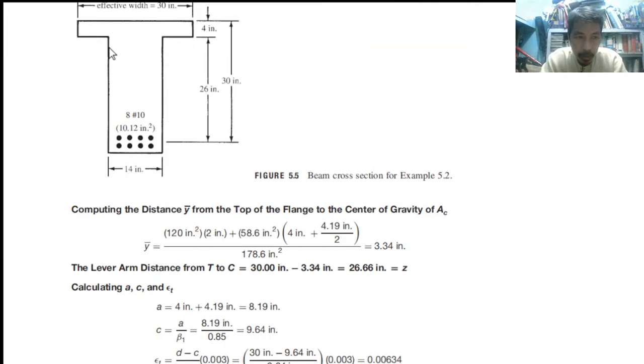Somewhere here. So let us find out the centroid. This is how you find out the centroid. You already know this. So, centroid concept: compute the distance y bar from the top of the flange to the center of gravity. So y bar is the center of gravity. What is the center of gravity for 120? 120 is the area of the flange alone. So the centroid there is 2 because it is one half of 4.